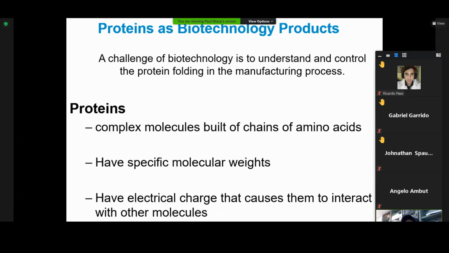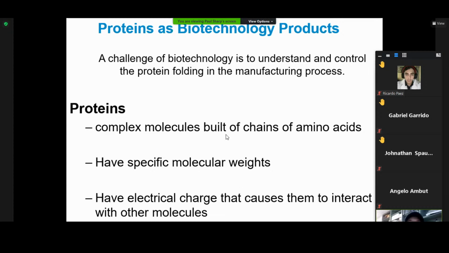So now what we're going to do is start talking about proteins, because that's really what biotechnology is all about. A challenge of biotechnology is to understand and control protein folding and the manufacturing of proteins. A big part of biotech is manufacturing proteins at batch level, which is massive amounts of protein that can be used to help people that have a particular illness, or for industrial purposes.